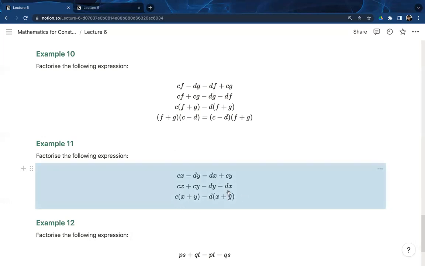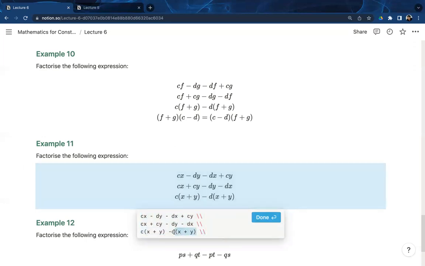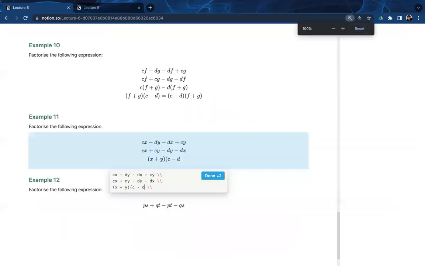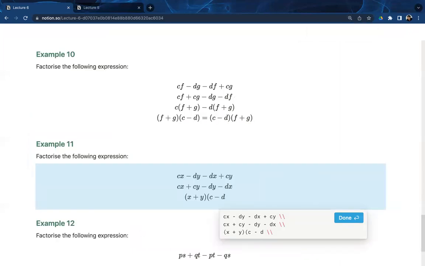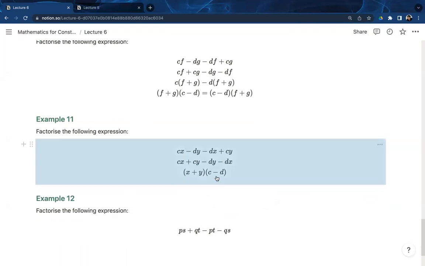And then now I have two terms. If I make this x plus y disappear, if I take it out, I'm left with c minus d. Clearly, the brackets was common to both terms. So I could write the brackets and just put in the brackets now.